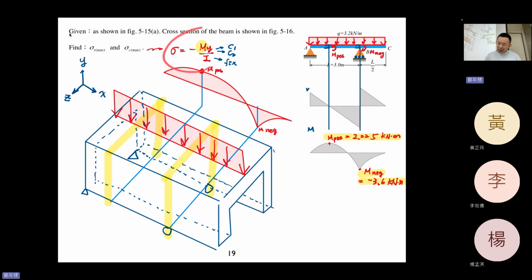Because when you analyze this formula, you see M, y, I, the three factors. y is kind of fixed, C1, C2. I is fixed because they share the same cross section. So the only thing is M. The most positive and most negative M are possible to generate the highest, the maximum stress. So the first step is getting M positive and M negative.